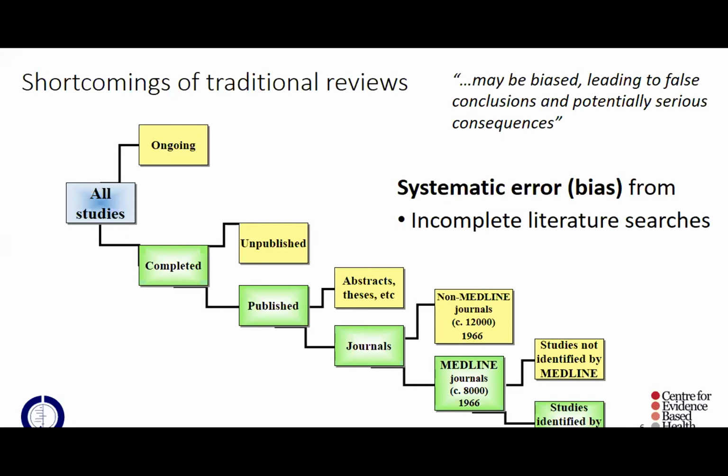And even if it's in a journal, one of the favorite databases to search would be Medline. It's only certain journals that you will pick up through Medline. So when you're doing a review and you want to find all studies, you need to make an attempt to search more than just Medline. You need to search and look at abstracts and dissertations that have been done by students. You must try to find unpublished studies, and you must also look for ongoing studies.